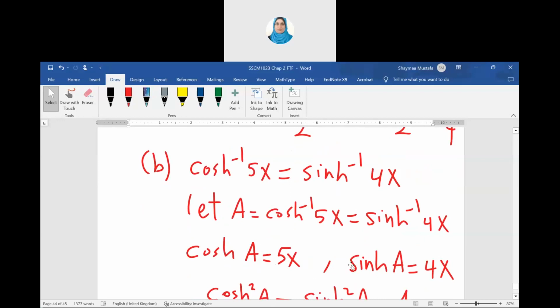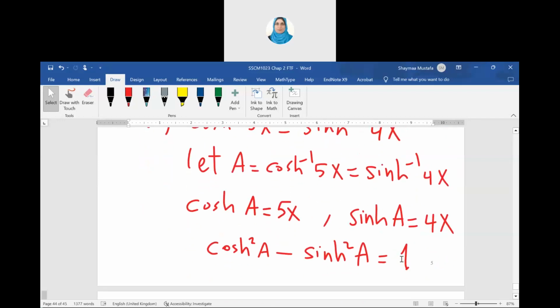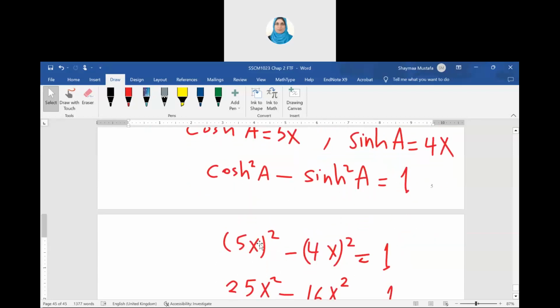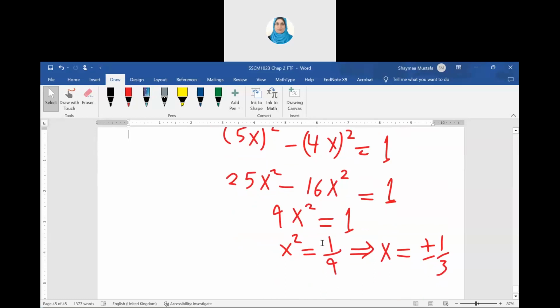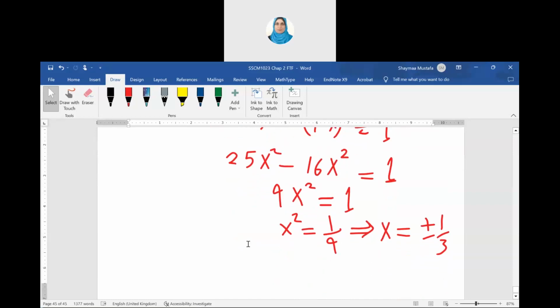How can I use these two pieces of information to find equations that include A? Use this identity: cosh square A minus sine square A is always equal to 1. So you have (5x) squared minus (4x) squared is equal to 1. So 25x squared, when I square here, minus 4x squared, which is 16x squared, is equal to 1. 25 minus 16 is 9, so 9x squared is equal to 1. So x squared is 1 over 9. So x is plus or minus 1 over 3.